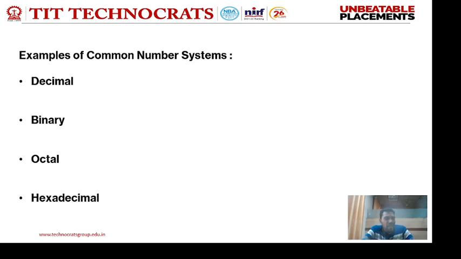The next one is the hexadecimal system. Hexadecimal means the total number of digits is 16. There are two types of symbols in the hexadecimal system: number one is digits and number two is alphabetical. In the hexadecimal number system, 0 to 9 are digit values and A to F are alphabetical values. The total count is 16 symbols.